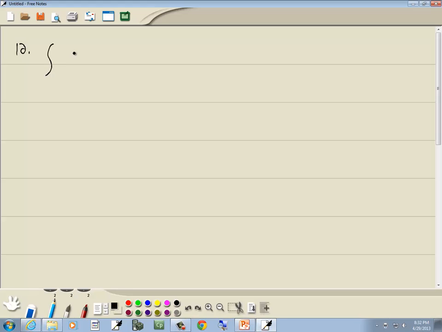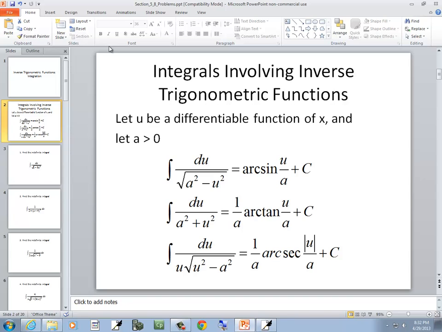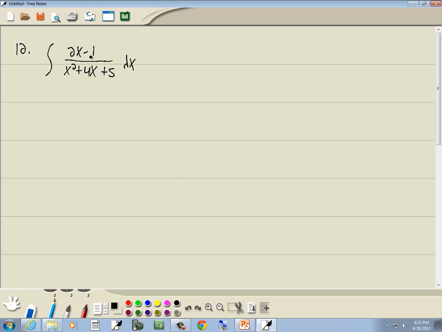Okay, so we got the integral of 2x minus 1 over x squared plus 4x plus 5 dx. Look at my formulas. We got the square roots downstairs, can't be those, so it has to be the middle one. But we got extra junk up on top. Well, we saw this earlier.